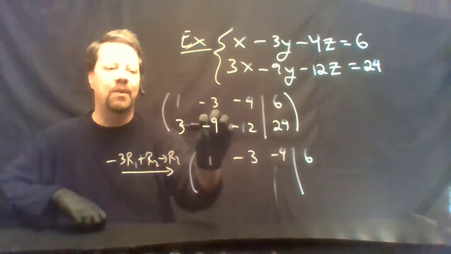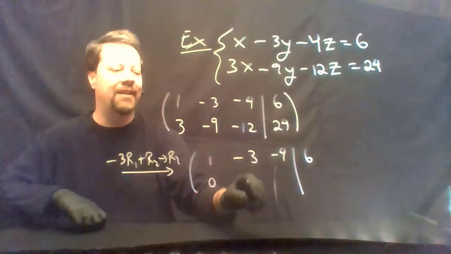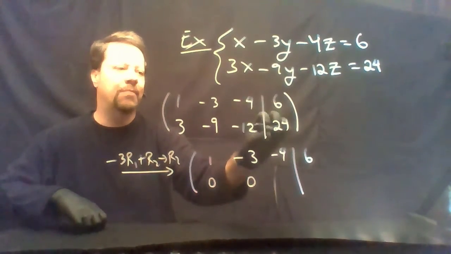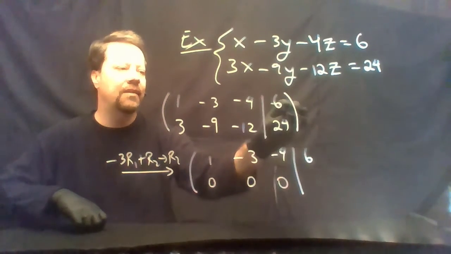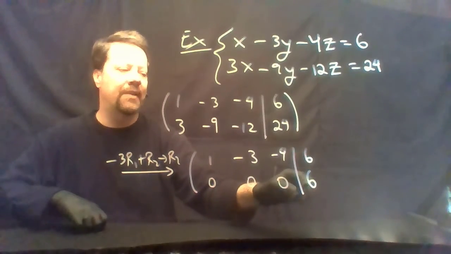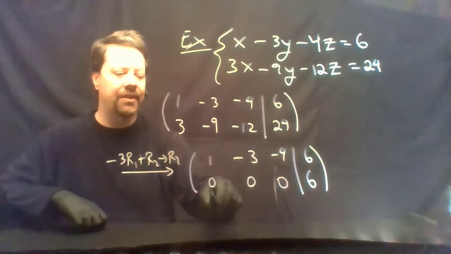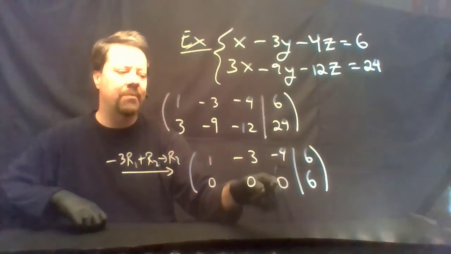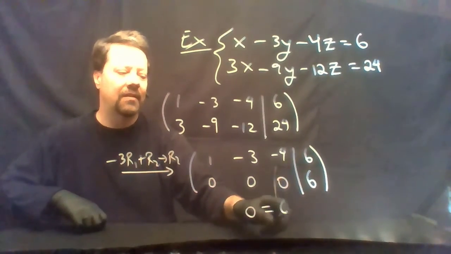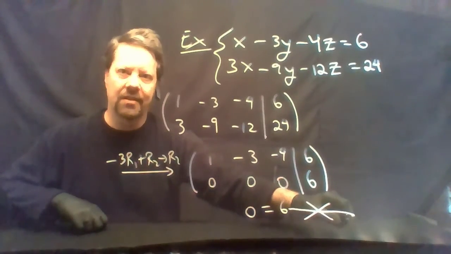Negative 3 times 1 plus 3 is 0. Negative 3 times negative 3 is positive 9, plus negative 9 is 0. Negative 3 times negative 4 is positive 12, plus negative 12 is 0. Negative 3 times 6 is negative 18, plus 24 is positive 6. The last row represents the equation 0x plus 0y plus 0z equals 6. 0 equals 6. This is a contradiction.